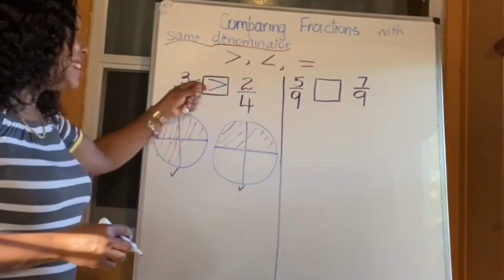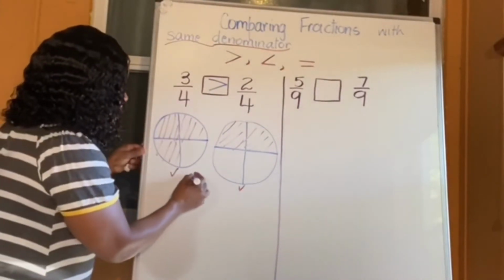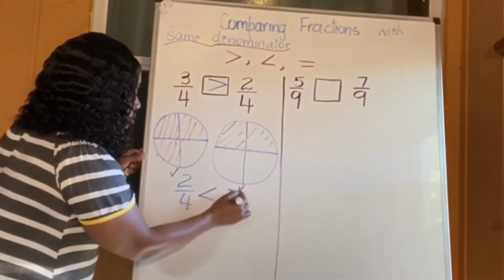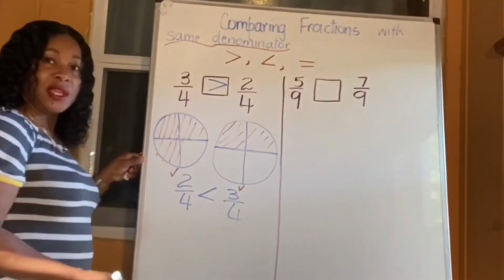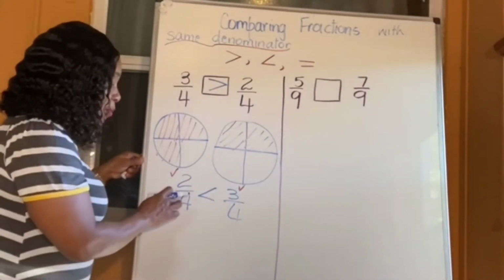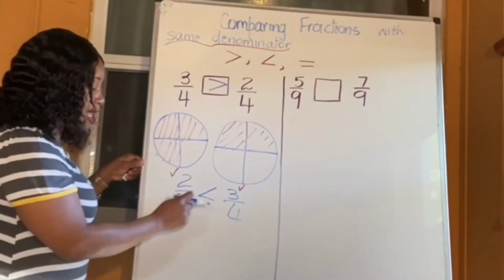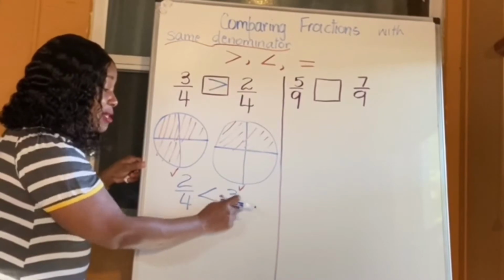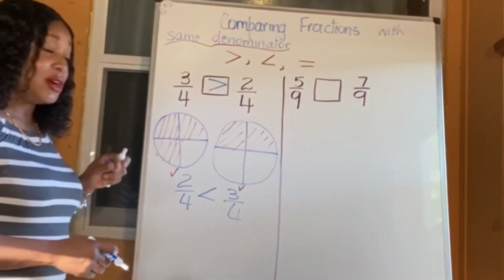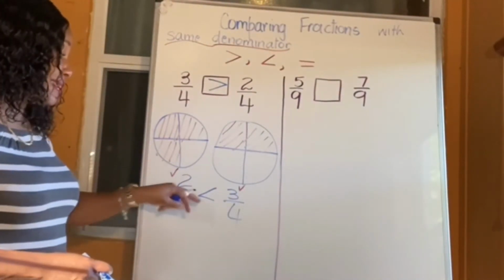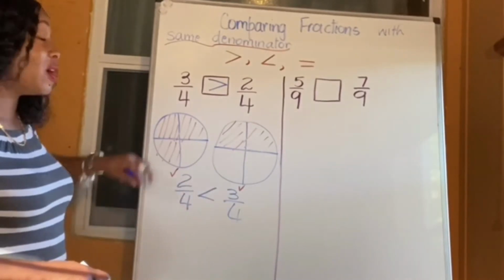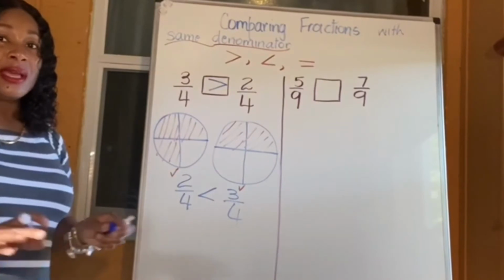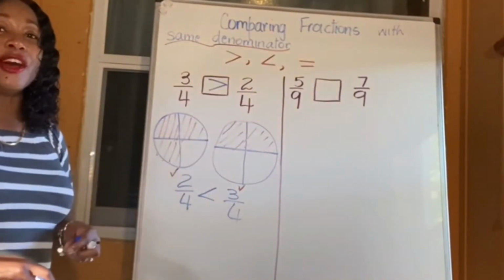Now we could write it another way. We could flip it and say 2/4 is less than 3/4. So if you flip it, the smaller number would now be on this side, so the shark would turn its back to it and still open its mouth to the bigger fraction. So 2/4 is less than 3/4, or 3/4 is greater than 2/4. Pretty easy. Let's look at another one.